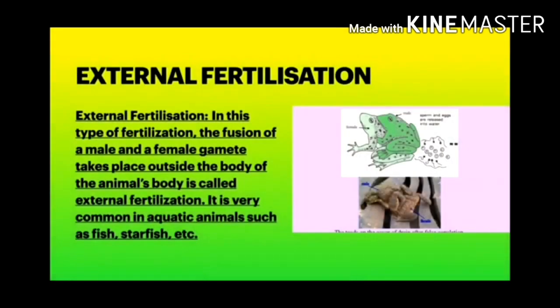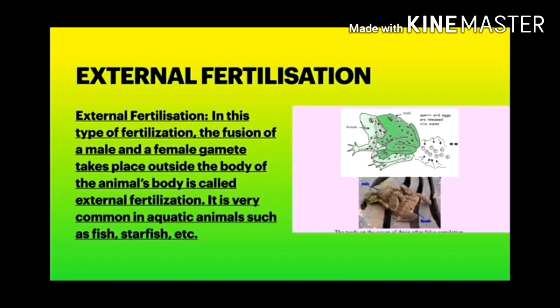The external fertilization. In this type of fertilization, the fusion of a male and a female gamete takes place outside the animal's body. It is very common in aquatic animals like fish, frogs, toads, starfish, etc. During spring and rainy season, frogs and toads move to ponds or slow-flowing streams, and there the process of external fertilization takes place.